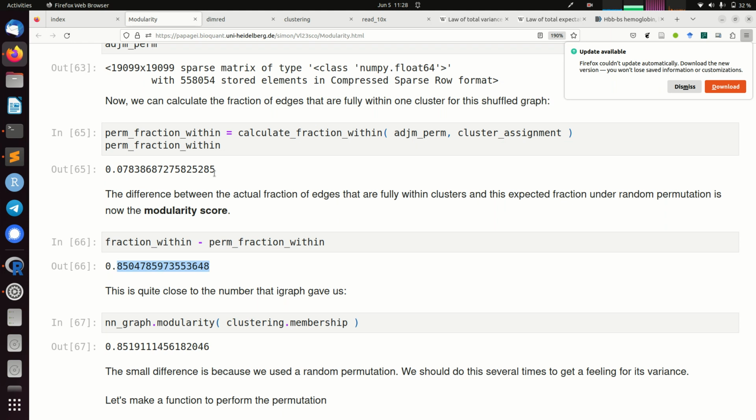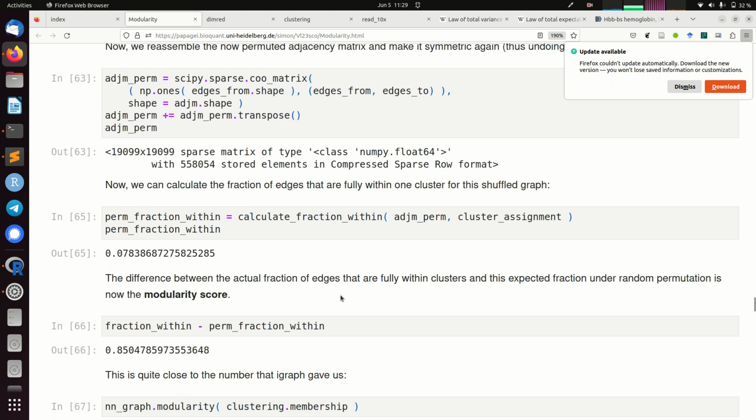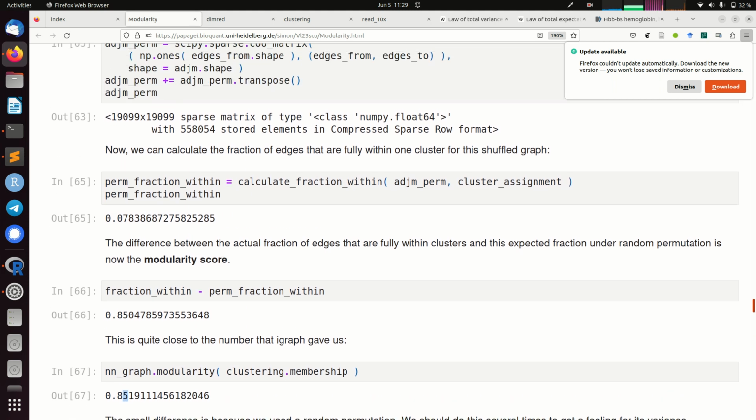Now, if we look at this fraction here and subtract it, we get 0.8504, which is nearly the same as what the graph modularity score has given us, because the iGraph package has said the modularity score is 0.8519. Who knows where the difference comes from? Can we expect to get the exact same value? Exactly. We did only one permutation. We should probably run it several times.